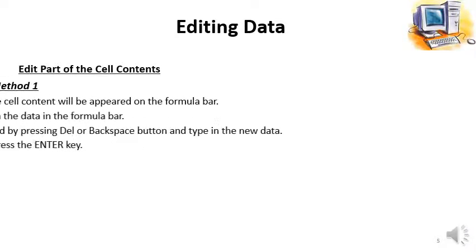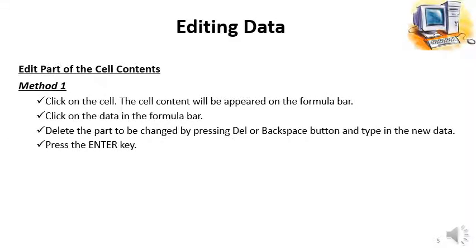Second, if you want to edit part of the cell content, there are two methods for this purpose. Method 1: you have to click on the cell, and the cell content will appear on the formula bar. You already know the formula bar. Then click on the data in the formula bar, delete the part to be changed by pressing the delete or backspace button, type in the new data, and then press the enter key. So this is how you can edit part of the cell content by using the formula bar.